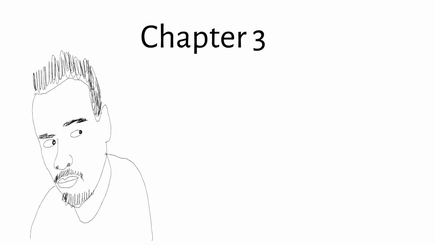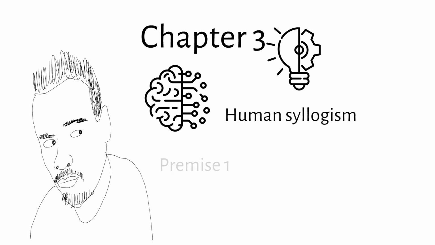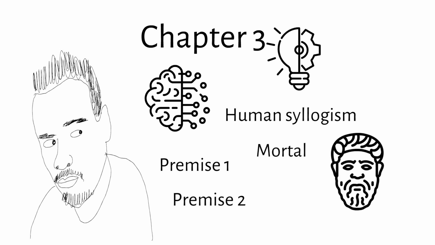Chapter 3. Syllogism in philosophy, humans, and dogs. Let's explore more complex syllogisms. Let's do a human syllogism. Premise 1, all humans are mortal. Premise 2, Socrates is a human. Conclusion, therefore Socrates is mortal.